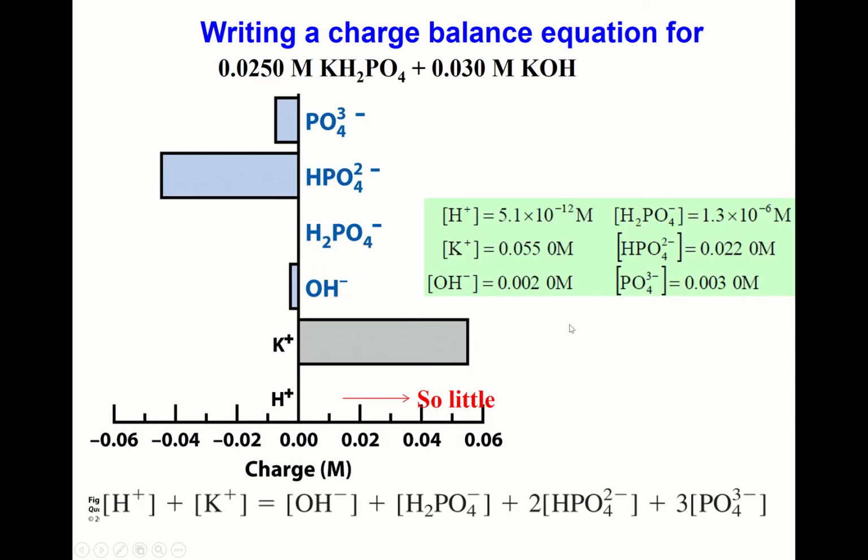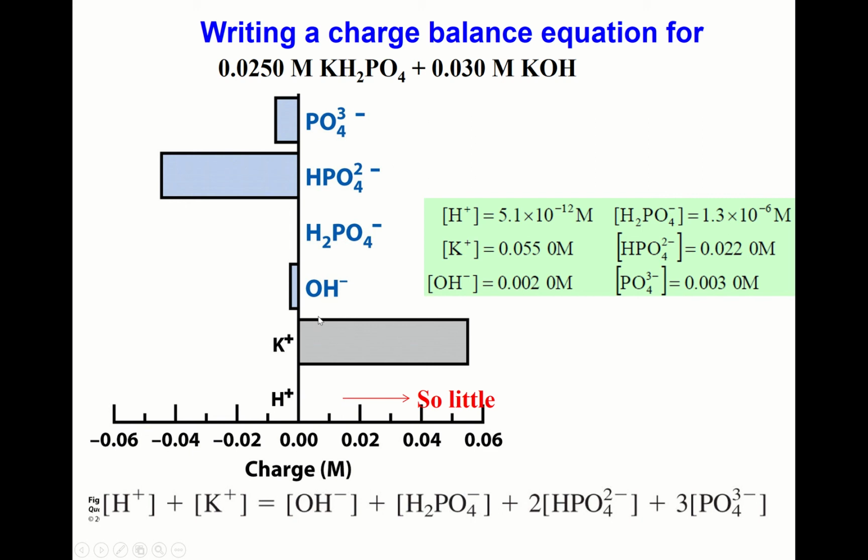Let's take an example. One simple example is this mixed solution: 0.0250 molar potassium dihydrogen phosphate and 0.03 molar potassium hydroxide. The question is to write a charge balance equation.